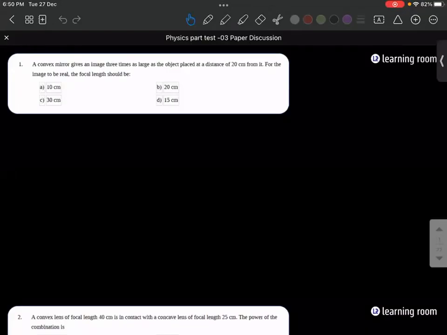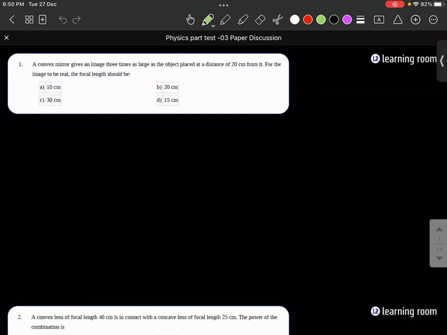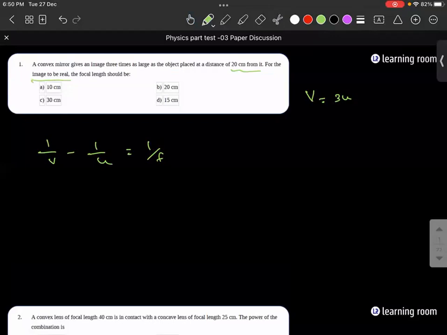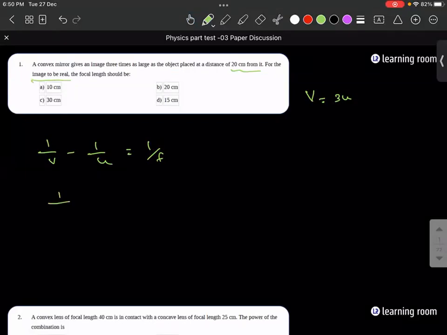So what is the answer for the first one? A convex mirror gives an image 3 times as large as the object. So magnification is, so V is equal to 3U. Applying the formula 1 by V minus 1 by U is equal to 1 by F. Placed at a distance of 20 centimeter from it. For the image to be real, V and U should have the same sign. 1 by minus 3U minus 1 by U is equal to, so V is 60, right?